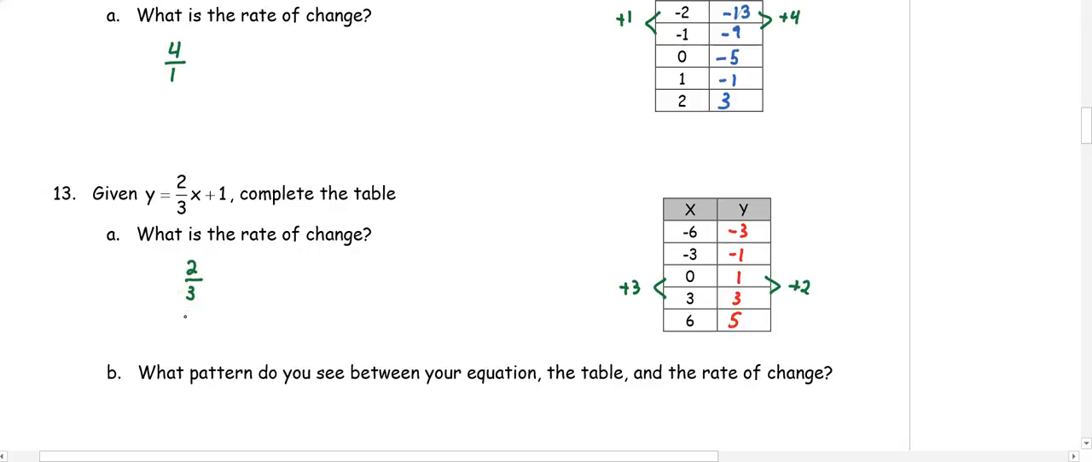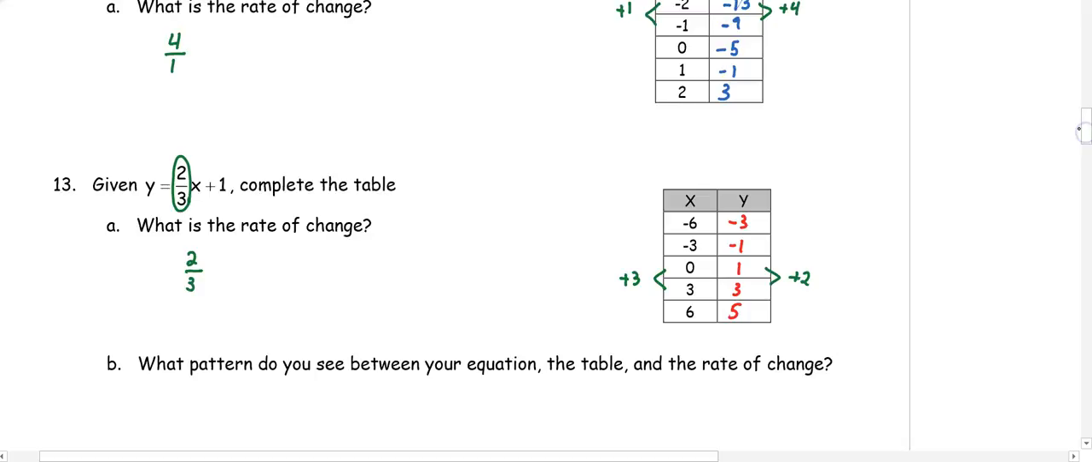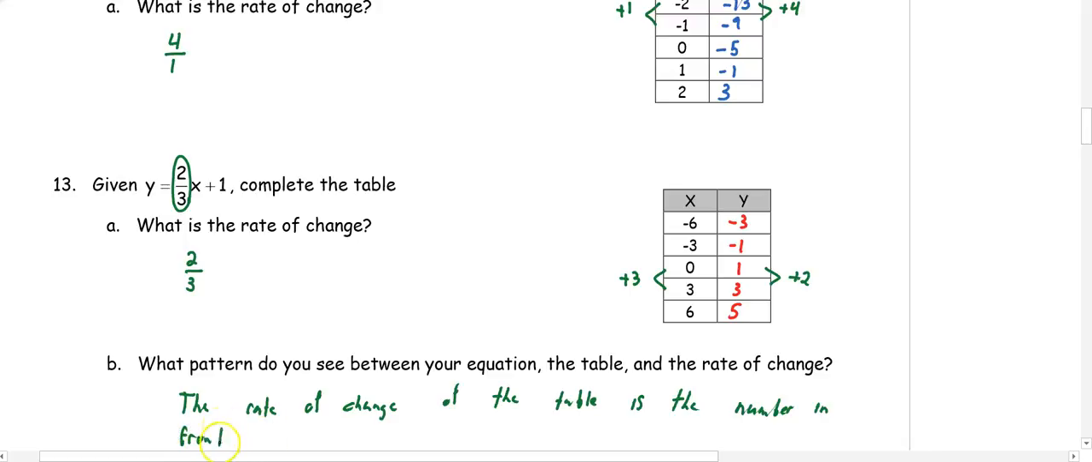What pattern do you see between the equation, the table, and the rate of change? Well, if you notice, 2/3 is in front of the x here. If we look back at our other problem, 4 is in front of the x. So what do we notice? The rate of change of the table is the number in front of x. Remember, that is called a coefficient if it's a number in front of a variable.